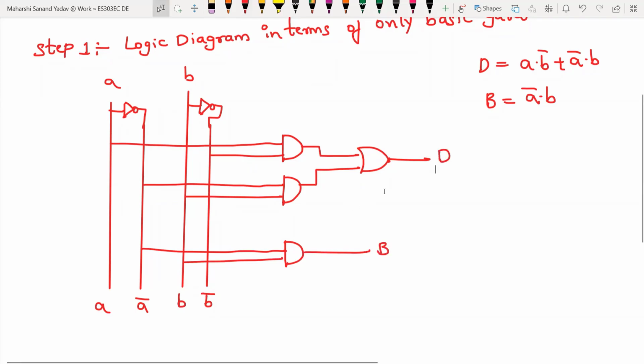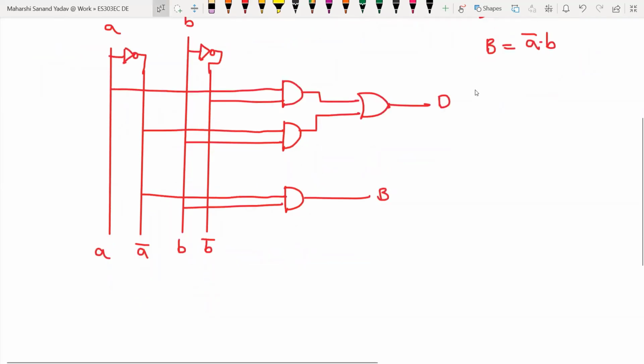So the first thing that you have to do, in terms of only NAND realization, is add a bubble at the output of AND gate. That is your first step. Step number 1, try to add bubble at the output of AND gate and inputs of OR gate.